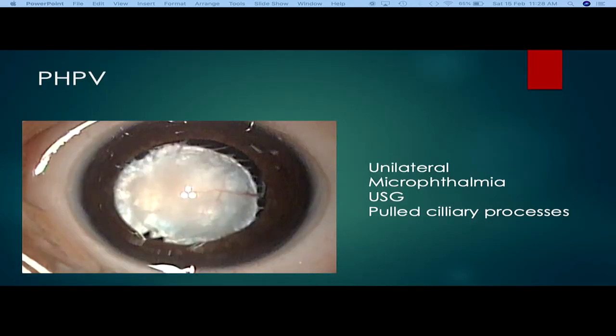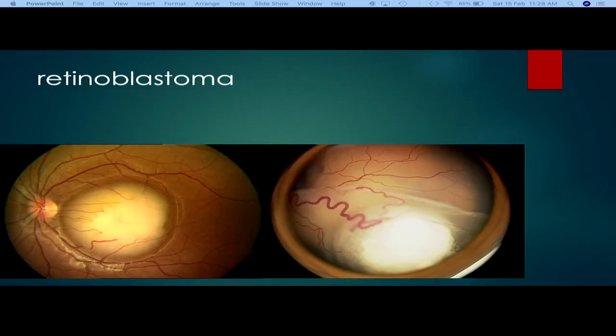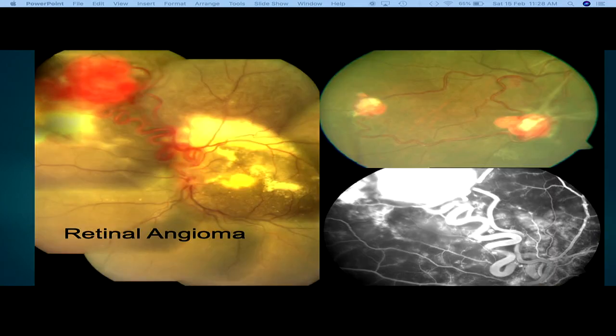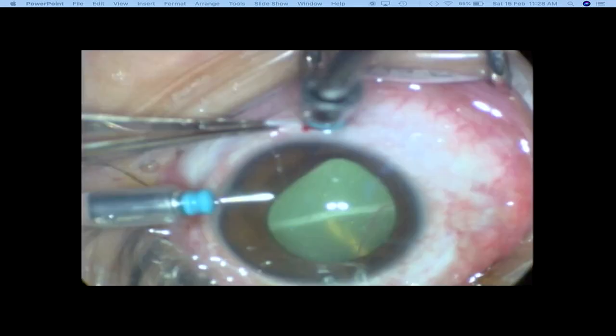Coats disease and PHPV are the causes of leukocoria to be differentiated from retinoblastoma, and Dr. Honavar will speak more about that. It is important to look for telangiectasia, and some of these cases can be managed surgically. And I think we can go to the next slide for the want of time.